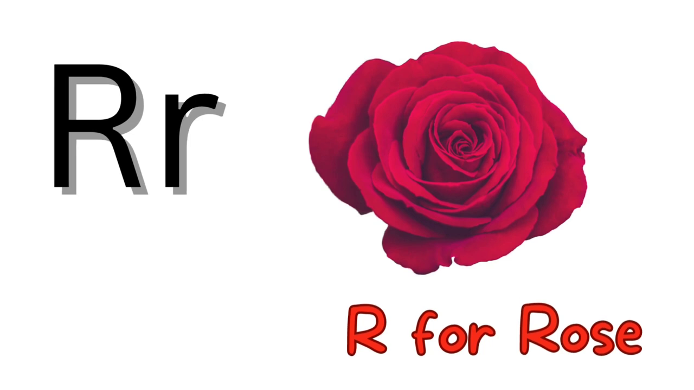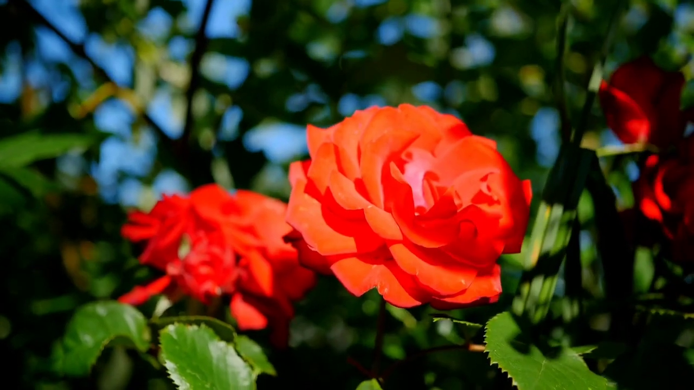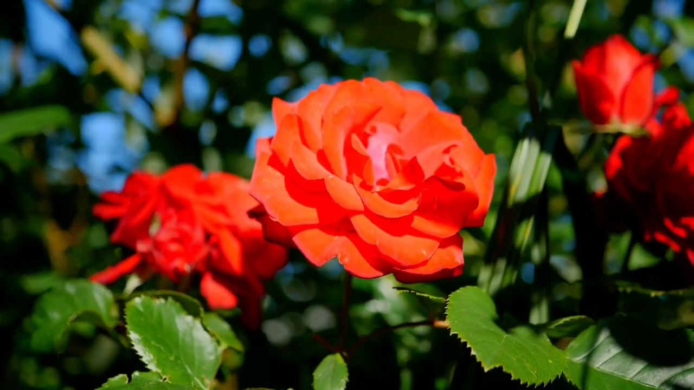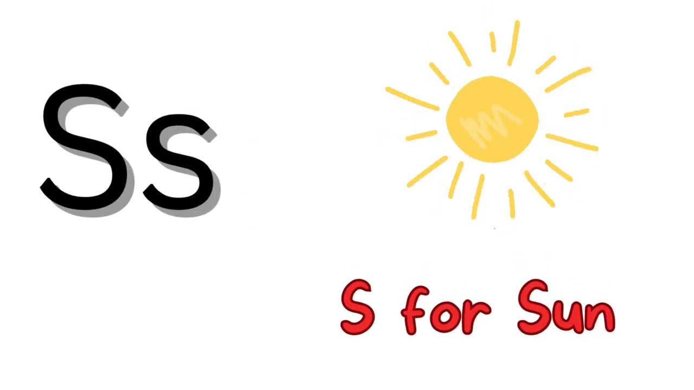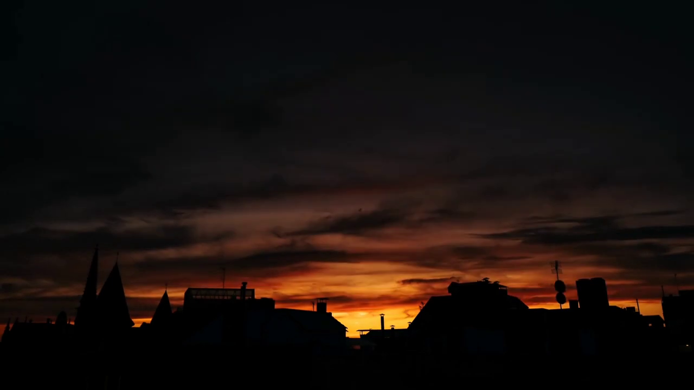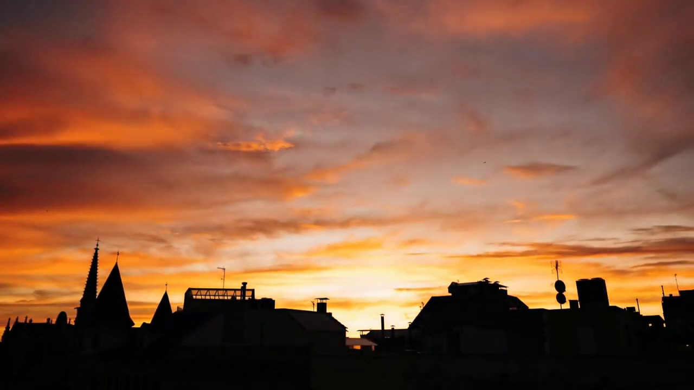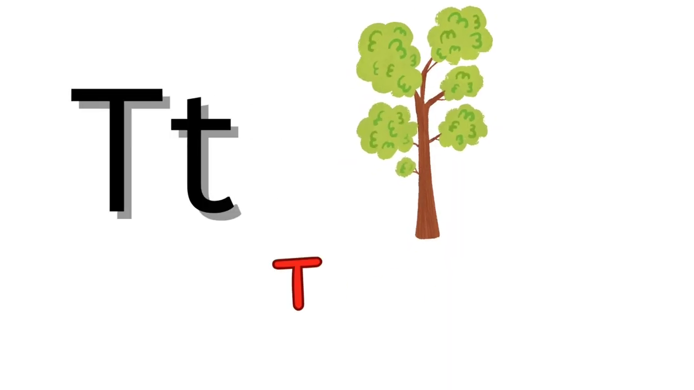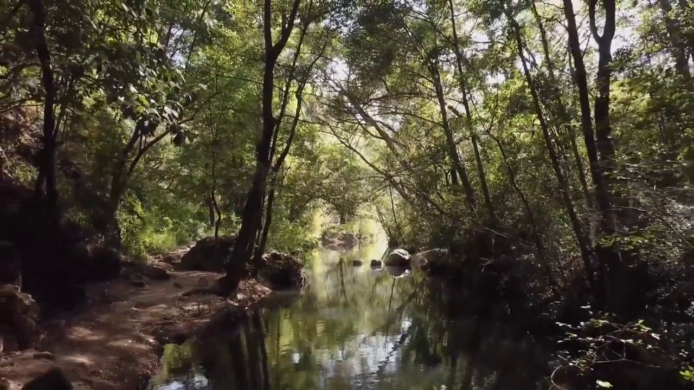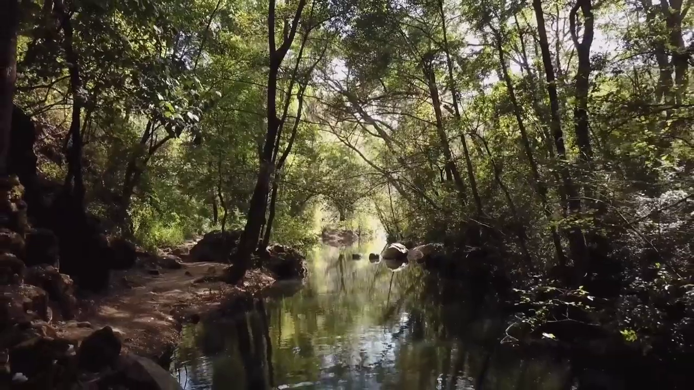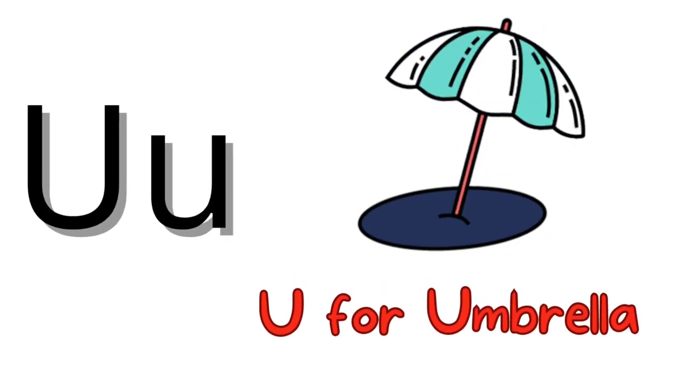R. R for rose. Rose. Rose. S. S for sun. Sun. Sun. T. T for tree. Tree. Tree. U. U for umbrella.